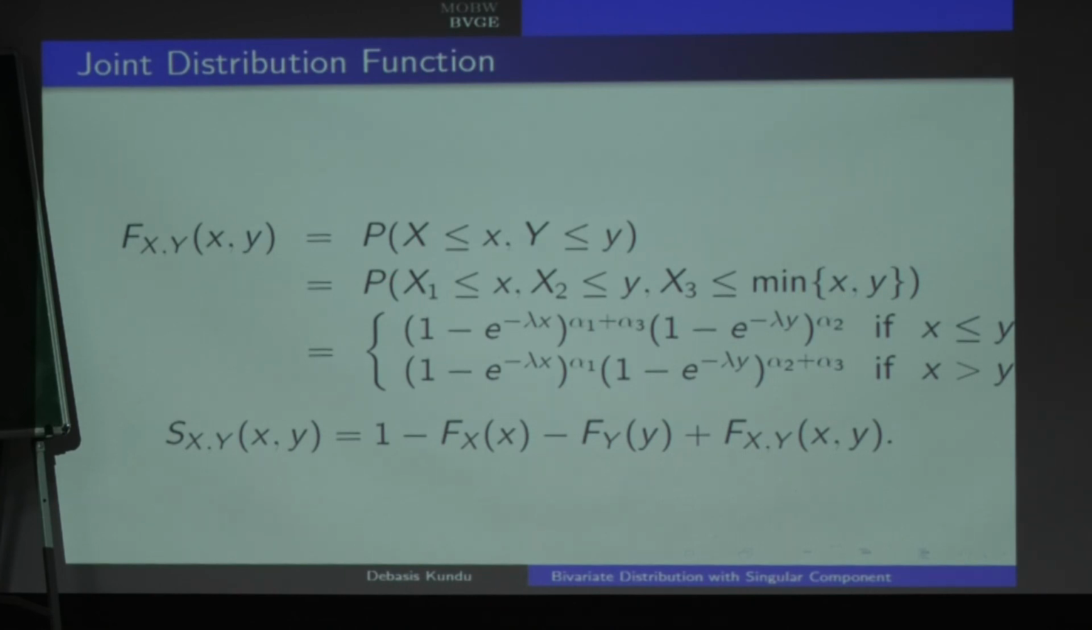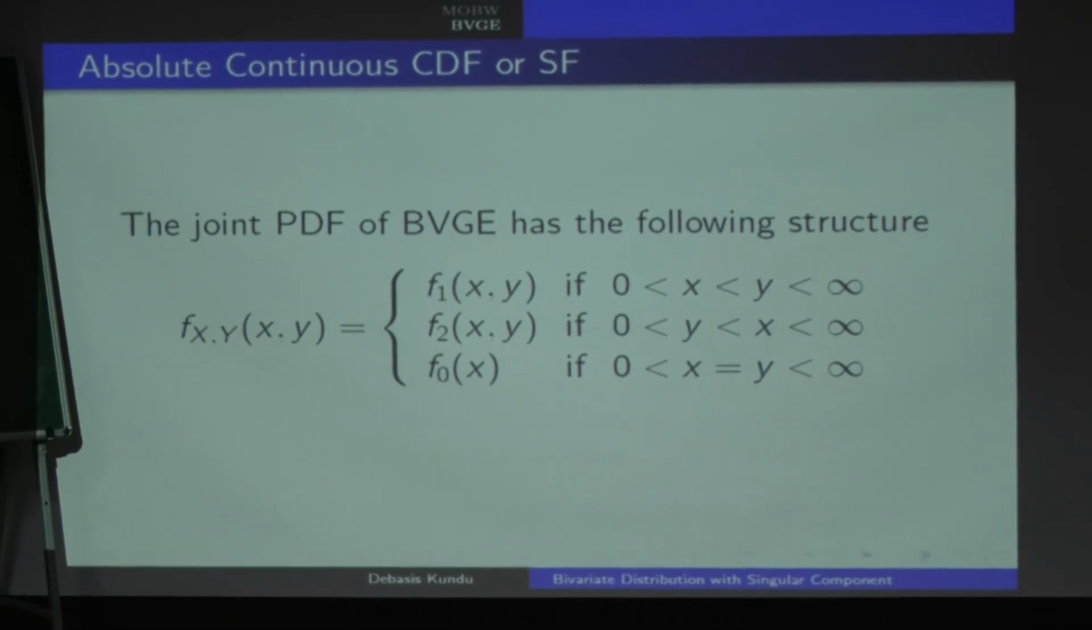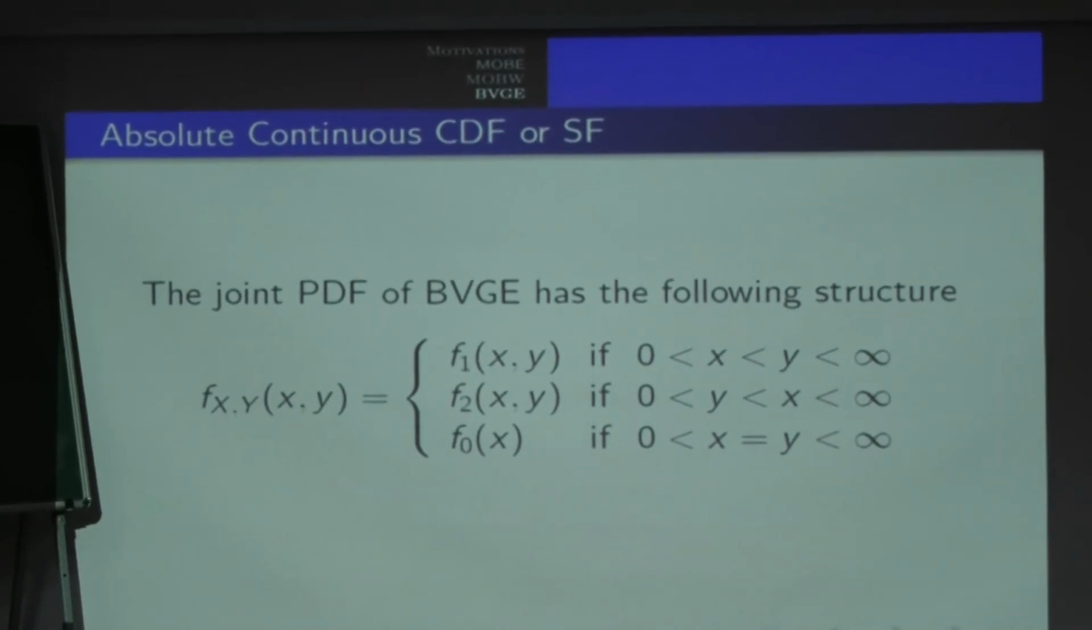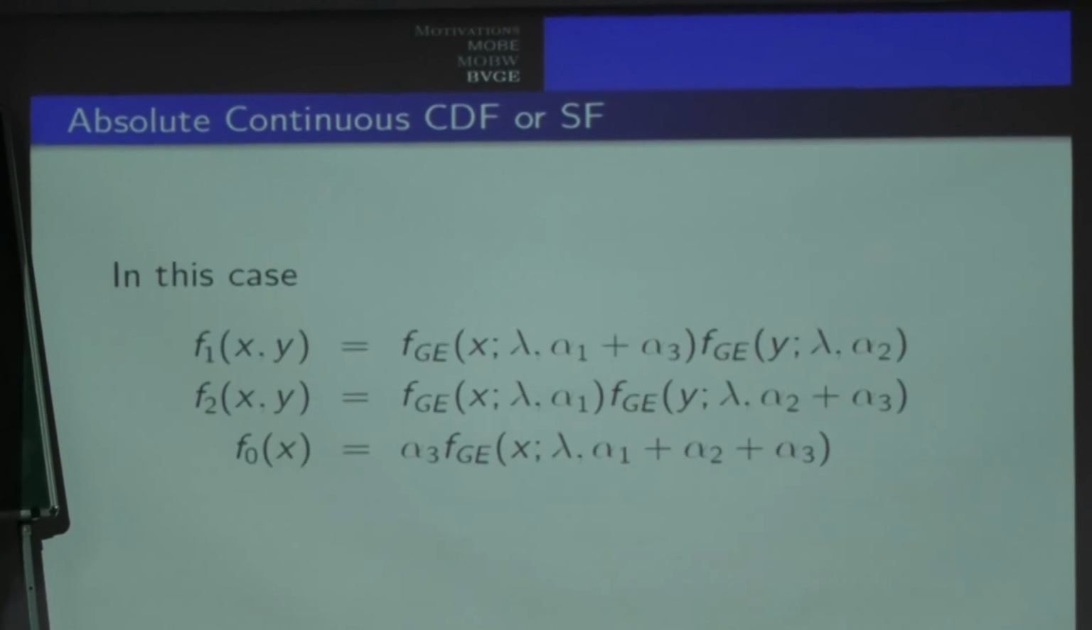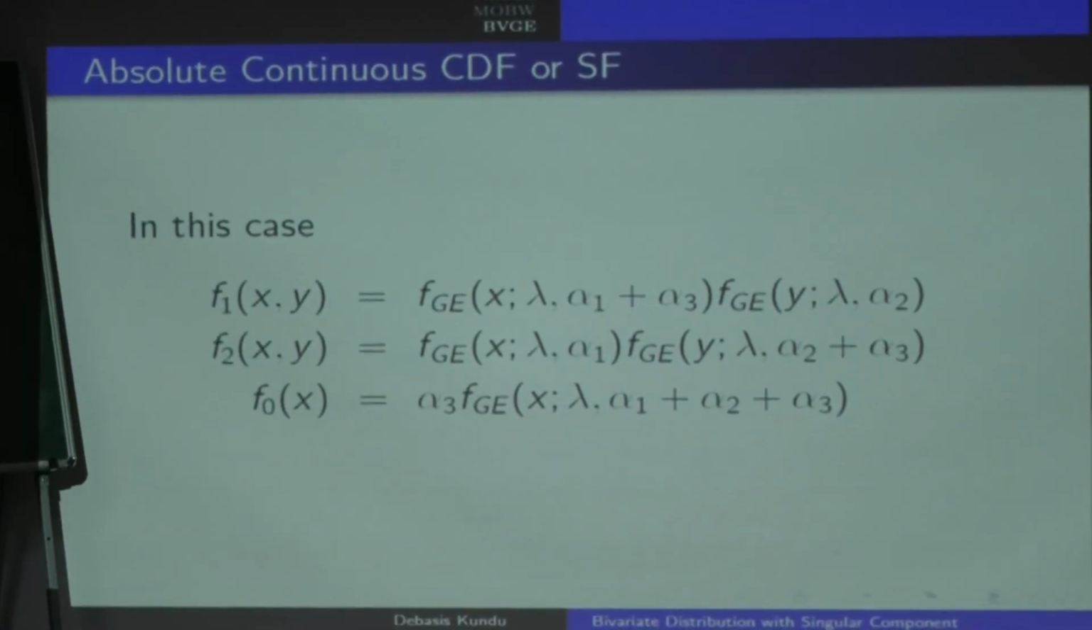Again, I can write the joint survival function, which is in exactly the same form. Well, I go back to the same probability density function also. It is not absolutely continuous, so the joint PDF has the following structure, exactly the same way. Okay, so that's what it is, and these are the three cases, exactly the same.